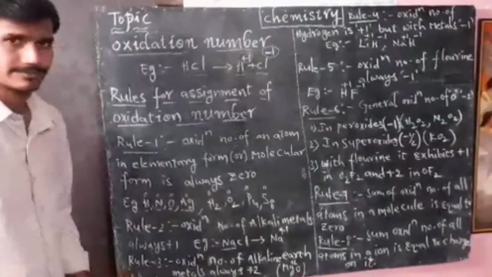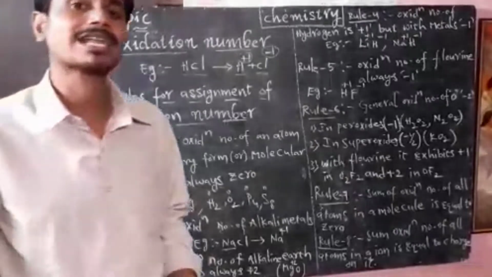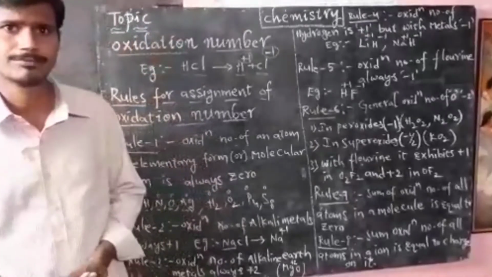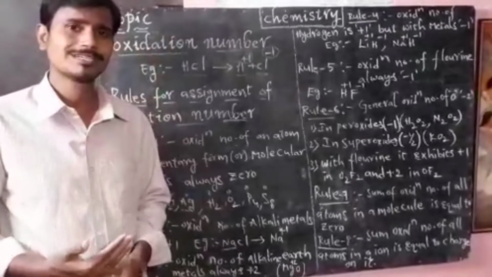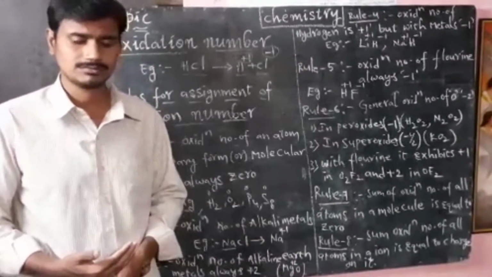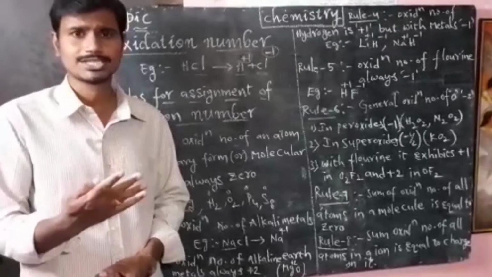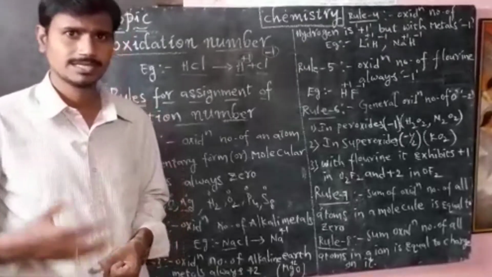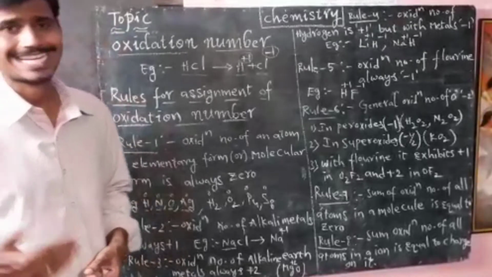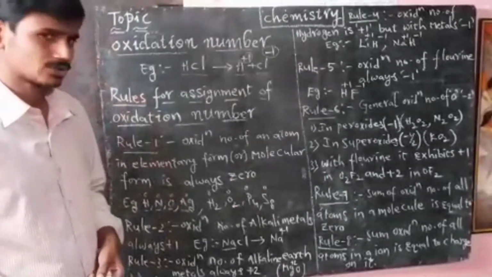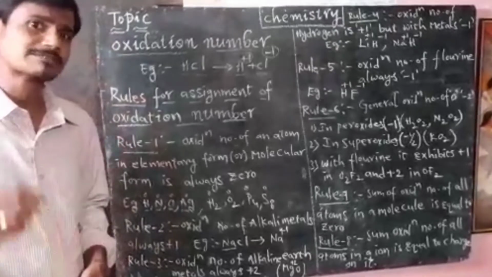Next, rule 3. Oxidation number of alkaline earth metals, which means second group elements in the periodic table. What are those? Beryllium, magnesium, calcium, strontium, barium, radium. These elements belong to the second group, so their oxidation number is always +2.